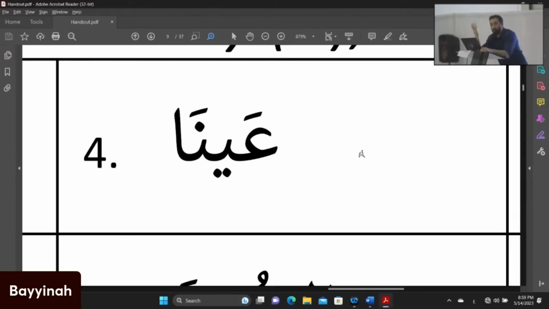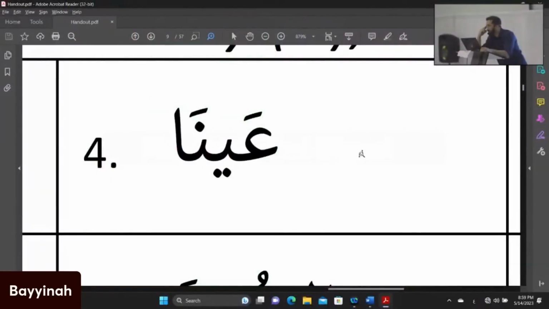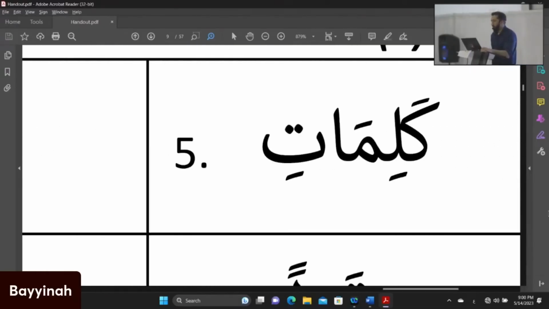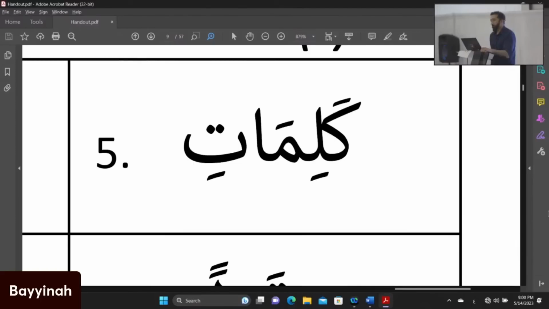Ain means eye. Ain means eyes. For a weird reason it's light, but it means two eyes. Ain also means waterfall. It means eye, it also means waterfall. So what could Aina also mean? Two waterfalls. But unusually light, which we don't know why. Okay? Kalimati.